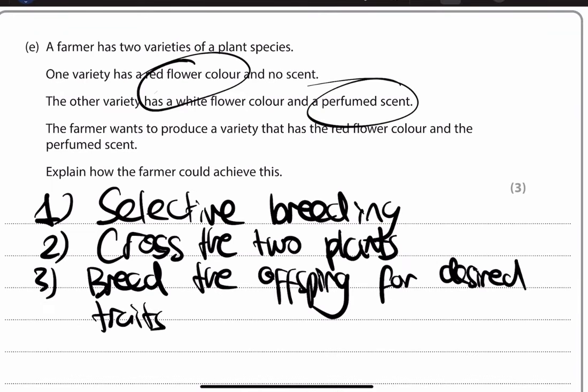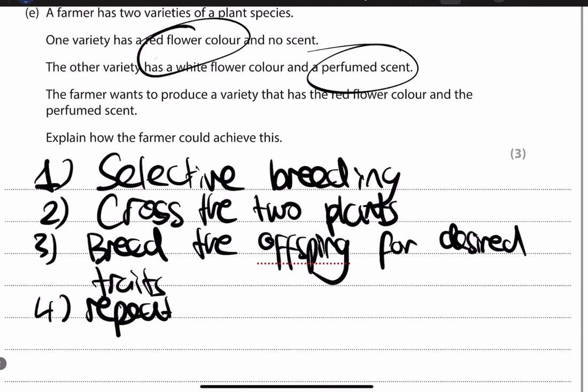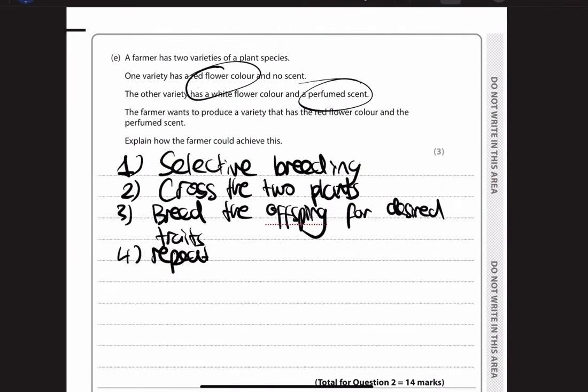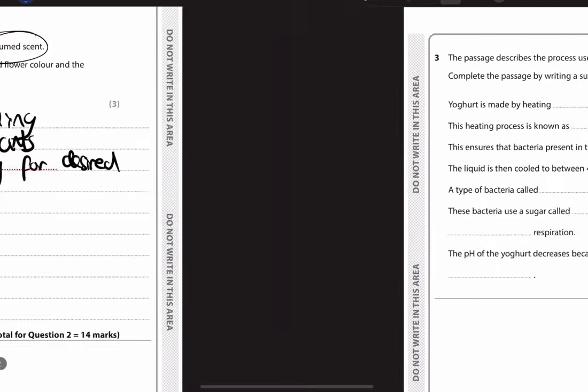Now in this case, our desired traits are red color and perfumed scent. And the whole idea is that we're going to repeat this breeding process, keep breeding them until we get a red flower color with a perfumed scent. Because on the first try, we might get a white color with no scent. Second try, we might get a slightly red color that has a scent, but not a perfect scent. And then yeah, you keep on crossbreeding your plants until you get the perfect plant that you're looking for. So yeah.